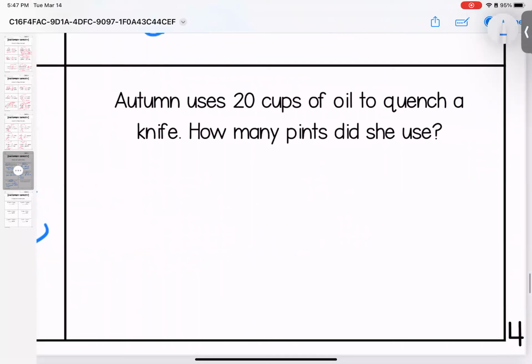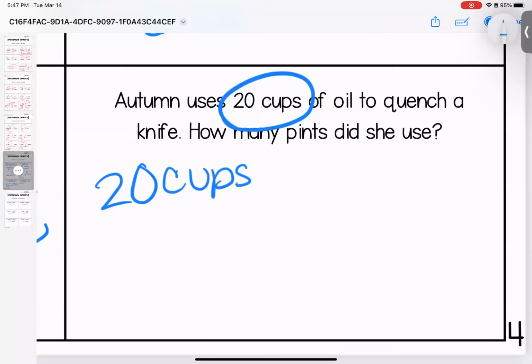And Autumn uses 20 cups of oil to quench a knife. How many pints does she use? So 20 cups is going to be how many pints? There are 2 cups in each pint, so we're going to divide it in half. That gives me 10 pints.